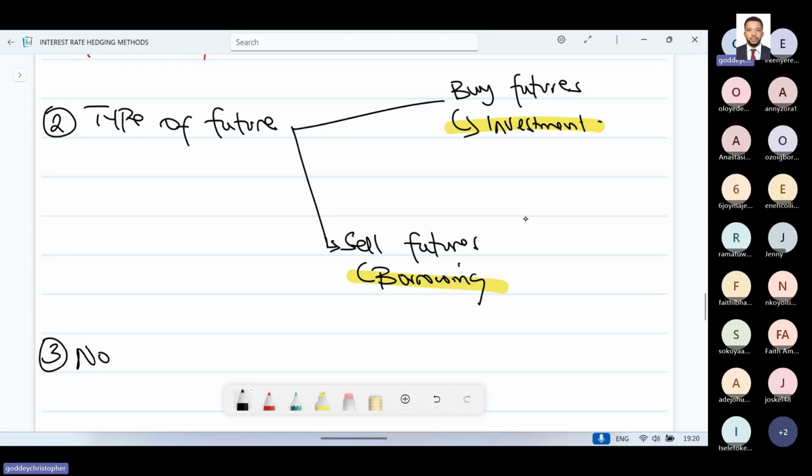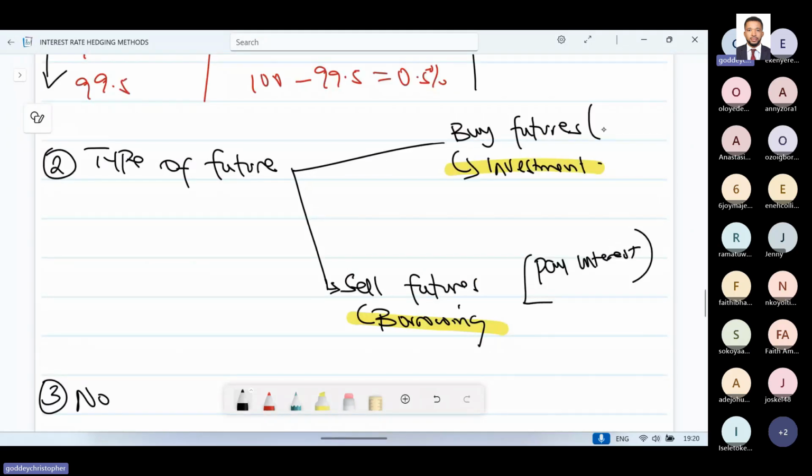Okay, so you sell futures because you're paying interest. Here, you're receiving interest.